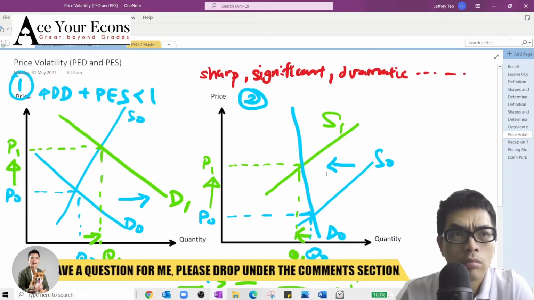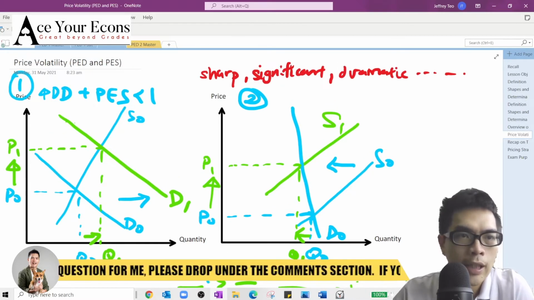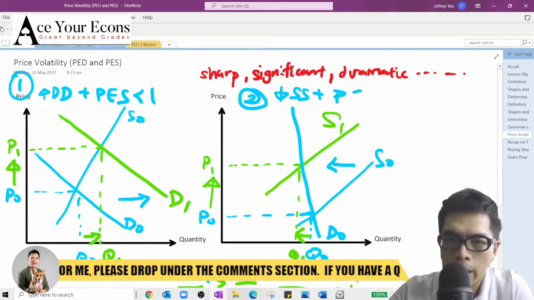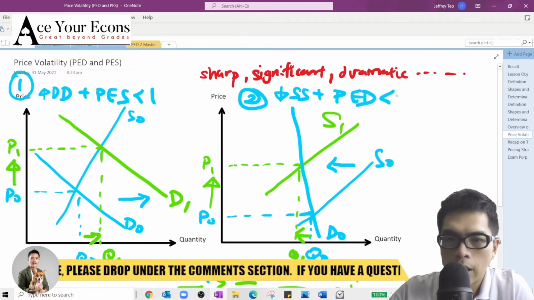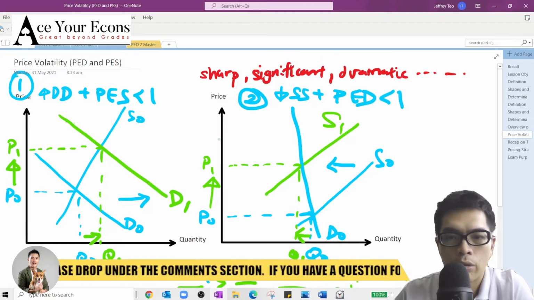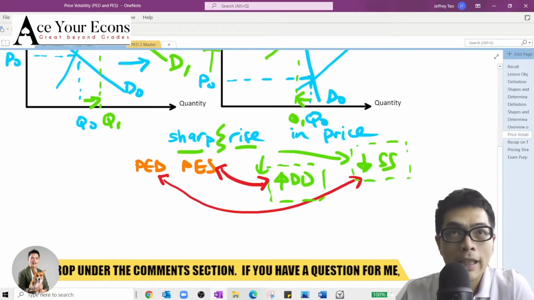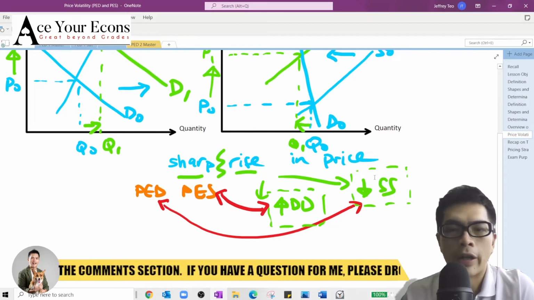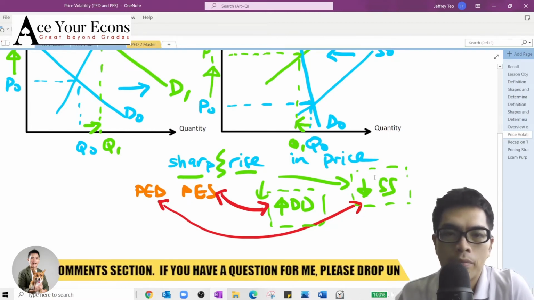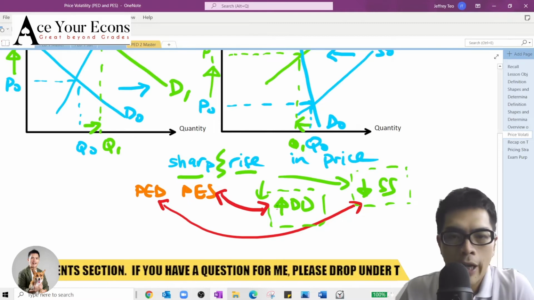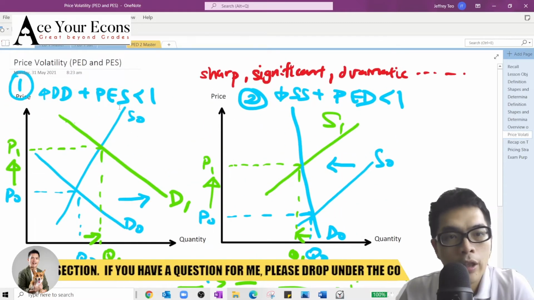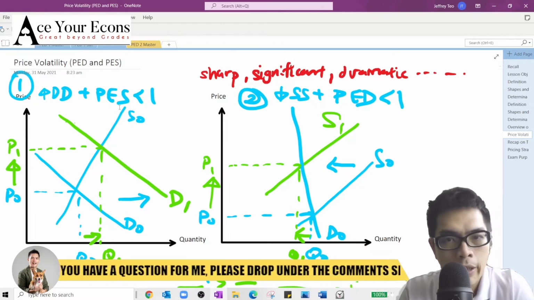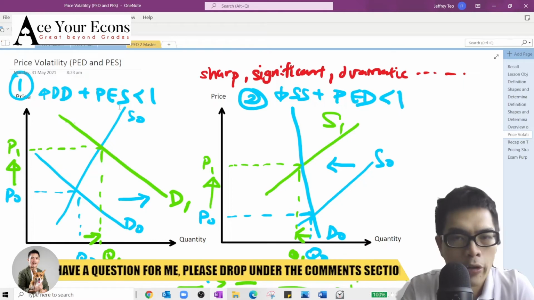Is everyone following me? So this is the second combination. Fall in supply plus PED being inelastic, then you have a sharp increase in price. So from an exam perspective, you always have to look out for the demand and supply factor. Either one of them will be present. And once you identify one of them, you have to automatically map it up with the corresponding elasticity curve. If you identify demand, you have to map it with PES. If you identify supply, map it with PED.